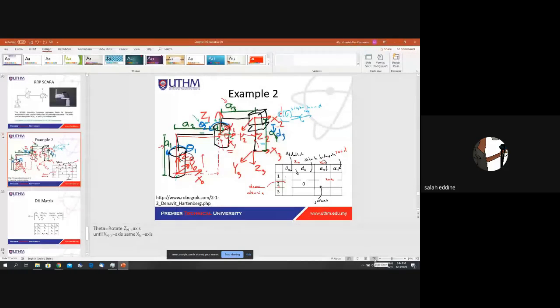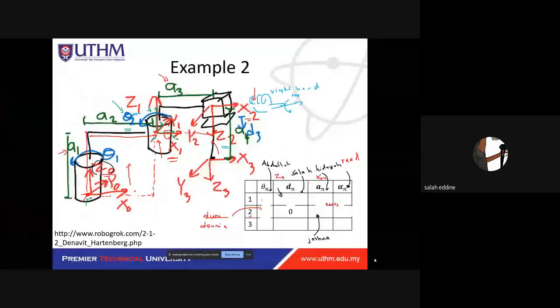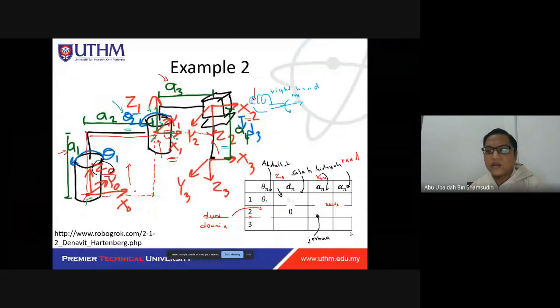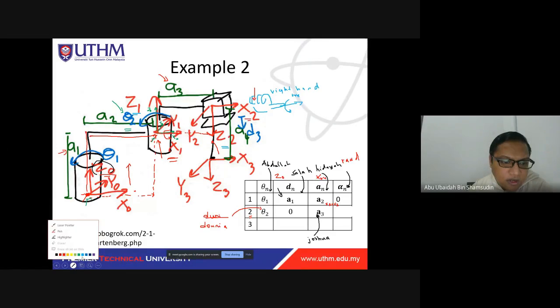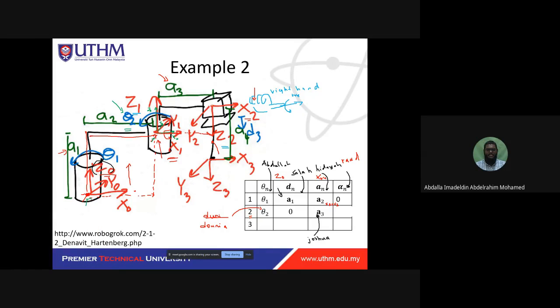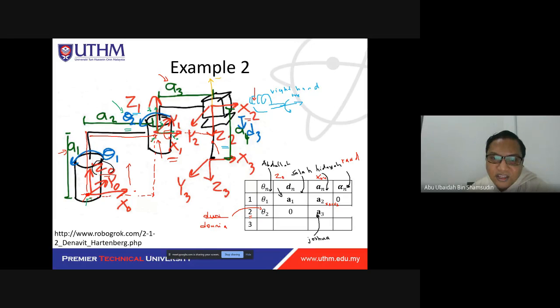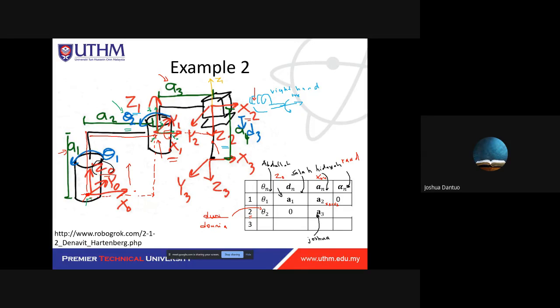It's 180, I think. Yes, that's true. So maybe Abdullah, you confused that this one is 90 degrees, but actually it is 180 degrees. Yes, so it's 180 degrees. Totally the opposite direction. Yeah, thank you.